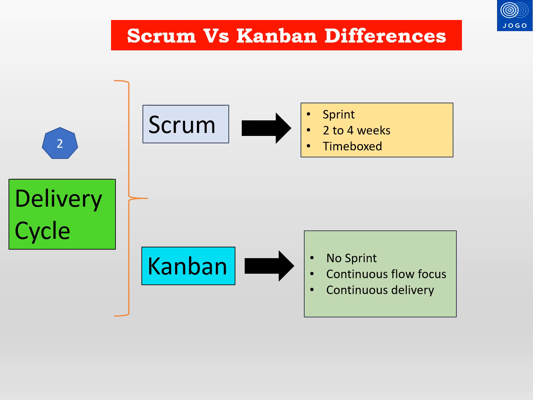The second parameter is delivery cycle. Scrum focuses on 2 to 4 weeks delivery cycle, that is called sprint. There is no sprint in Kanban. Sprint duration is time boxed. In Kanban, main focus is continuous workflow. At the end of each sprint, product will be delivered by the team, that is in Scrum. In Kanban, delivery will be based on the continuous flow of work.